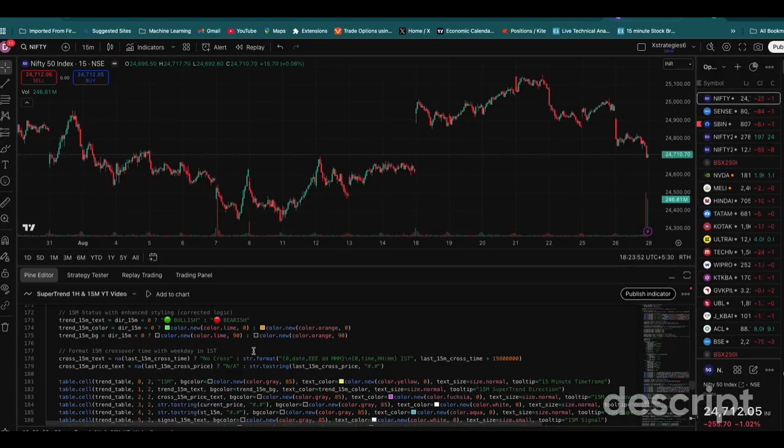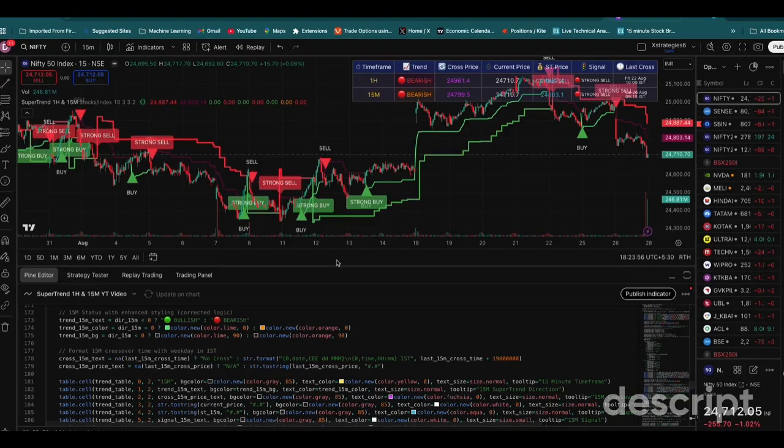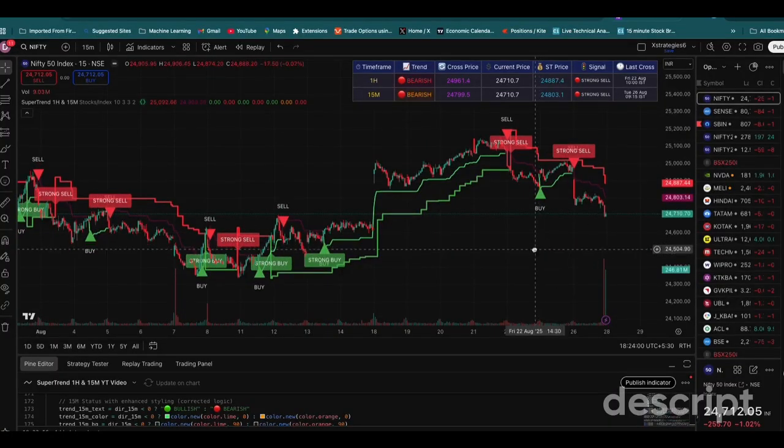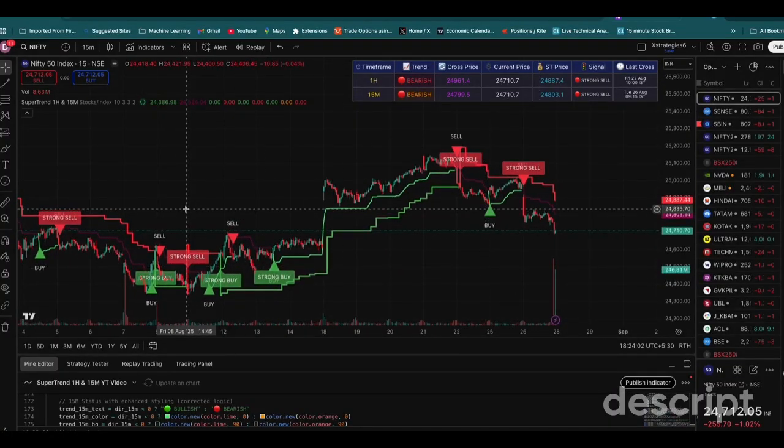Once that is done, you will have to add to chart. Once you add it to the chart, the entire signals will start appearing. The beauty of this particular indicator is it has both the 1 hour time frame and the 15 minute time frame in the same indicator. It's not required for you to set up two different screens to see how the SuperTrend is working.